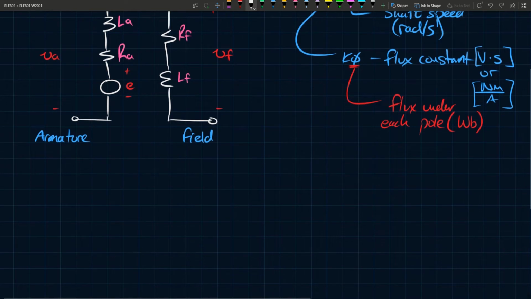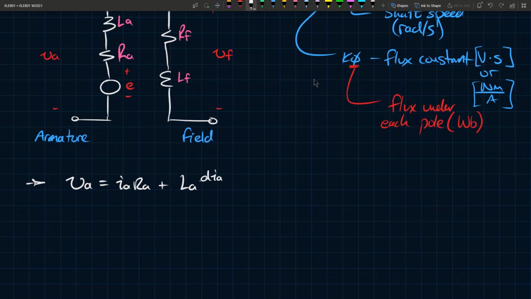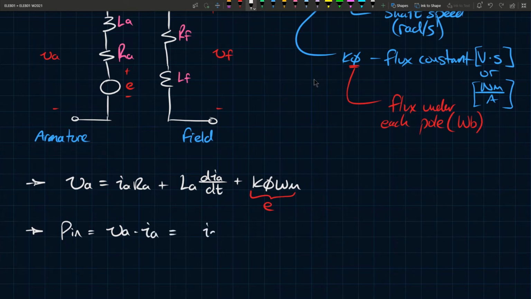For now, let's look at the armature circuit. In the armature circuit, if you just write a KVL, you have that VA equals IA RA plus LA dIA/dt plus K phi omega m. And now remember, this last term is E, which is the electromotive force. So the input electrical power, P in, is going to equal VA times IA. And if we write this expression and simplify it, we'll get three terms.